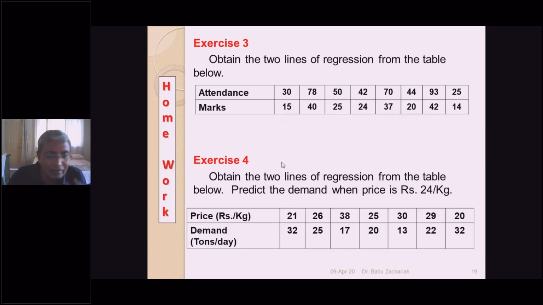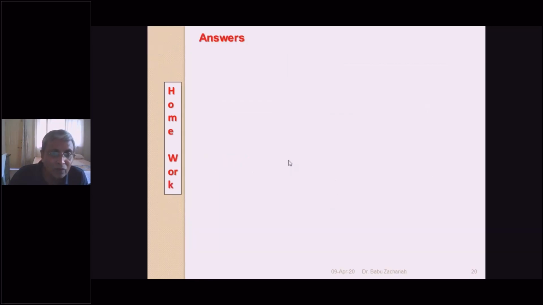Say exercise 3, exercise 4, you can do at home. It will be there in the PDF file. Okay, and answer also is given for you.